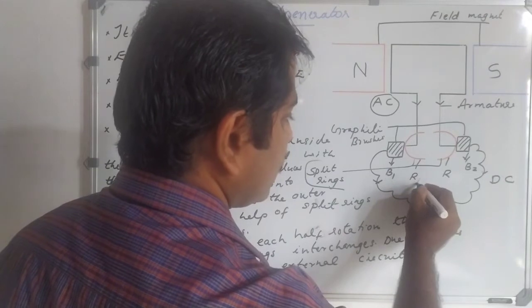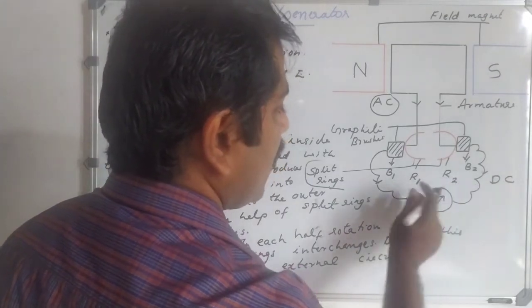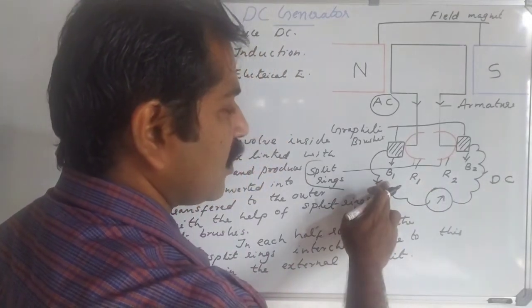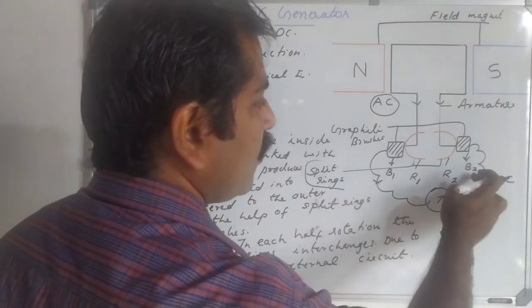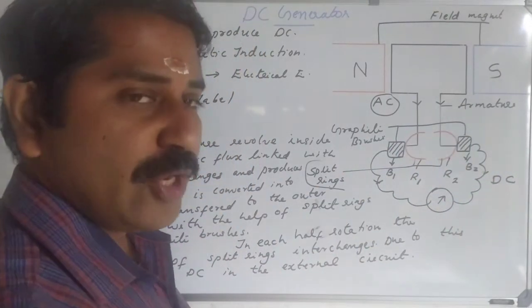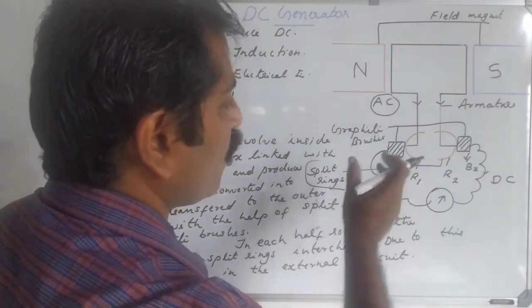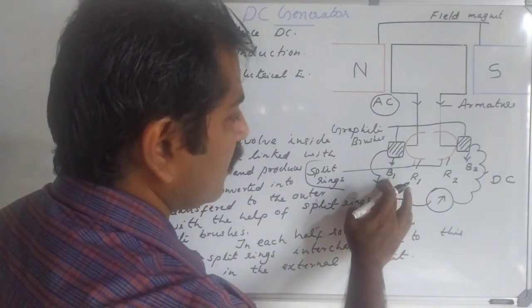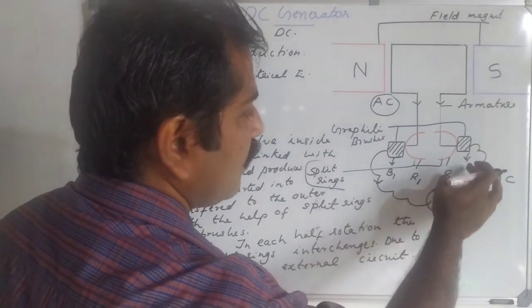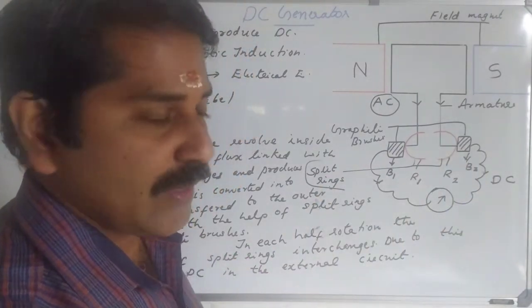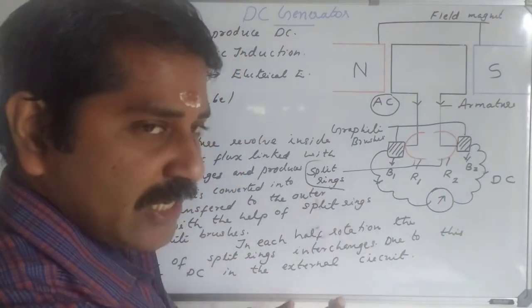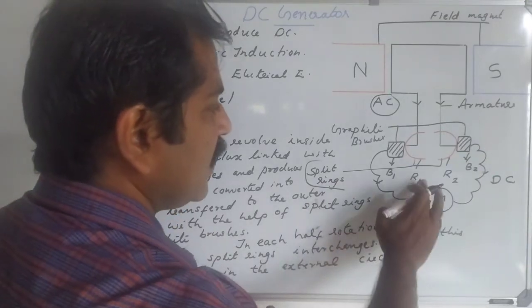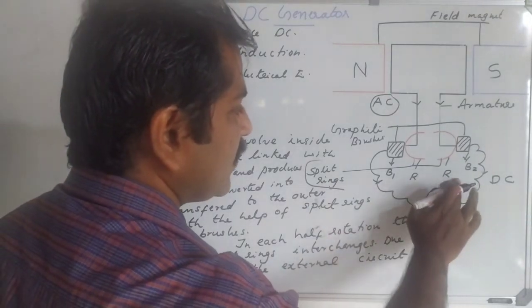In the first case, R1 will be in contact with B1 and R2 will be in contact with B2. When it starts to rotate, in the first half rotation, R1 will be in contact with B1 and R2 will be in contact with B2. When it changes to the second half rotation, the contact will change.